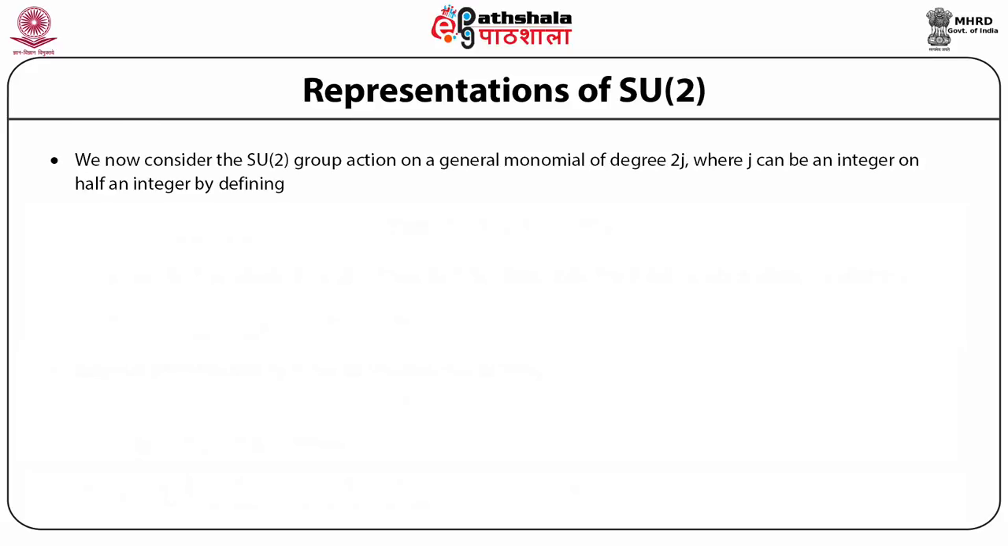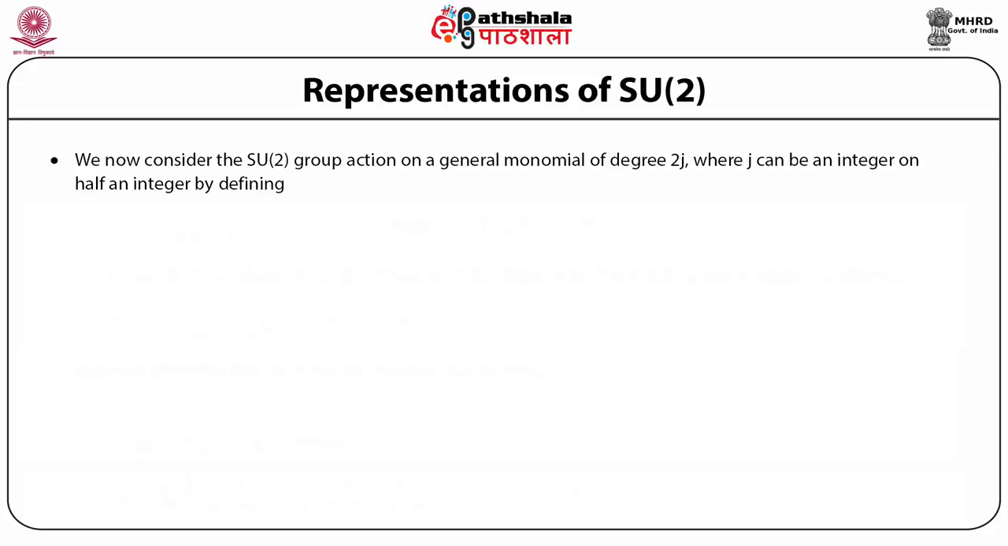Now, in order to construct representations which are higher than this, we now consider the action of the group on a general monomial of degree 2j, where j can be an integer or half an integer. By defining a general monomial phi jm equal to 1 upon root of j plus m factorial into j minus m factorial, multiplied by u to the power j plus m, v to the power j minus m.